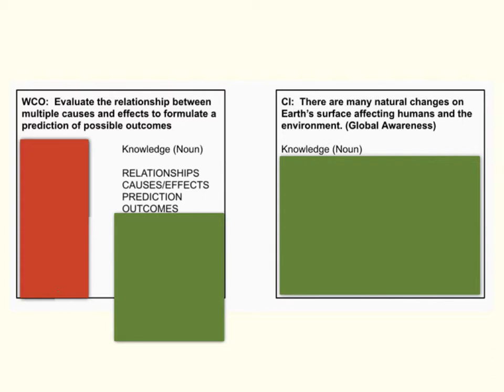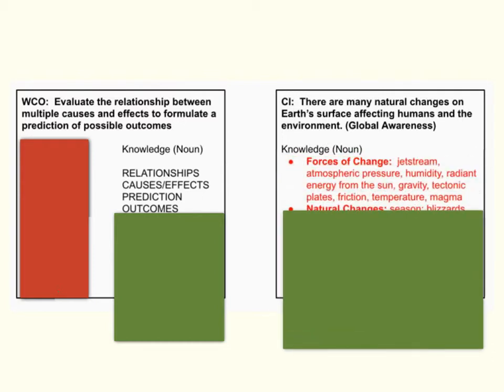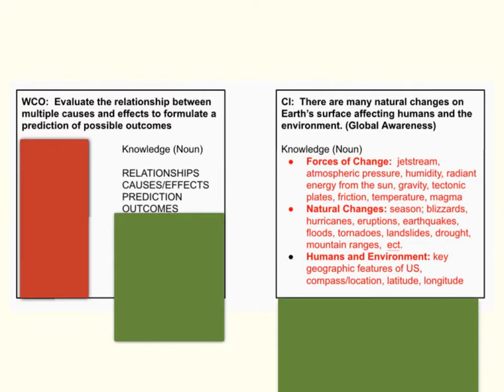Those are the terms students are going to need to be familiar with in order to understand that world-class outcome. In addition to doing that with the world-class outcome, we also want to look at our central idea. So in this case, we're looking at there are many natural changes on Earth's surface affecting humans and the environment. What I did with this one is I looked at those nouns that I felt students would need to have an understanding of. And in this case, I looked at science content, which were my first two bullets, and social studies content, which was my third bullet.